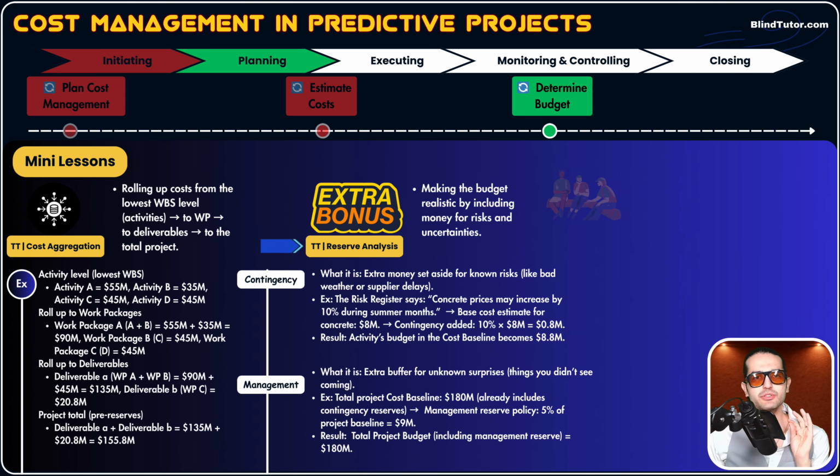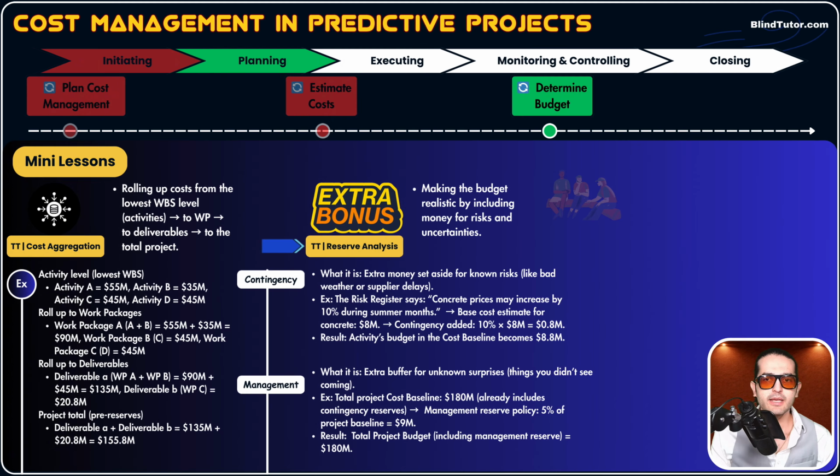What's contingency reserve, guys? This is extra money we put aside for known risks that are mentioned in the risk register. The team came up with the list of risks, and based on the importance of those risks, their probability, and their impact, we put aside money, and this money is called contingency reserve. Let's get into an example of contingency reserve.